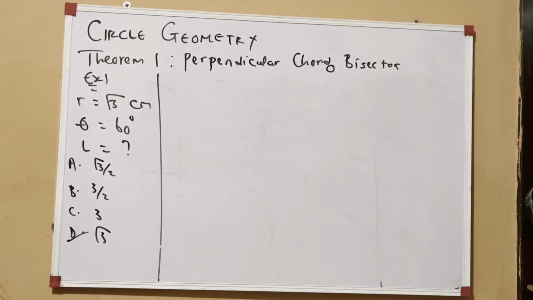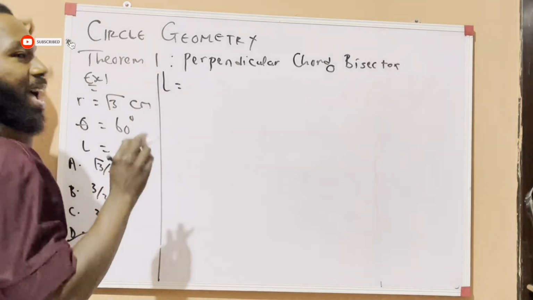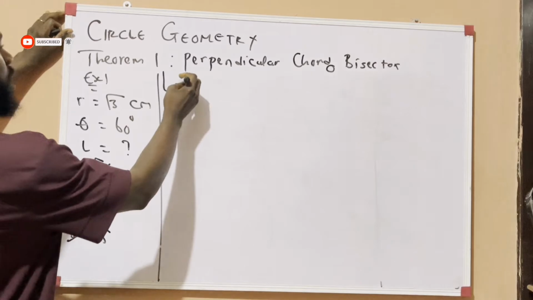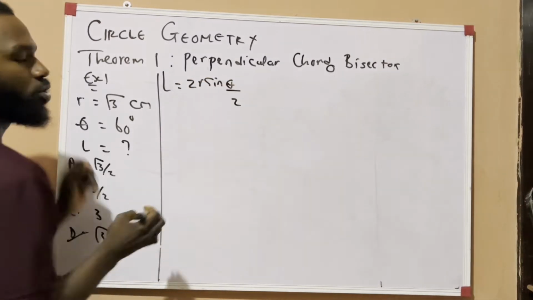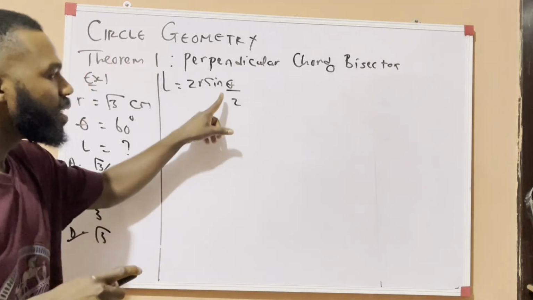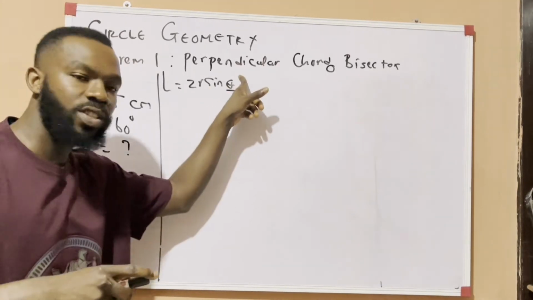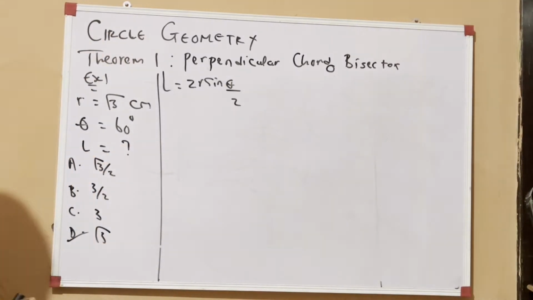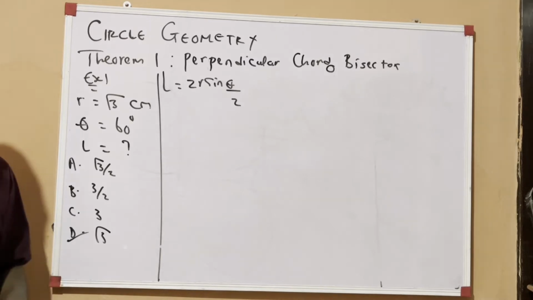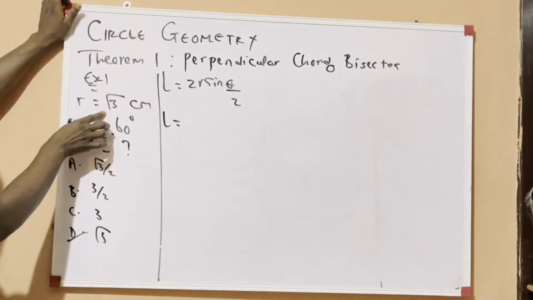Right, let's do that. Now, we are told to find the length of a chord. Now, the length of a chord has a formula. And what is the formula? 2r sine theta over 2. Now, mind you, the division sign is not affecting sine or 2r, it's only affecting theta. So, with this formula, let us see if we are still going to get the same answer that we got. Now, don't forget radius is root 3.